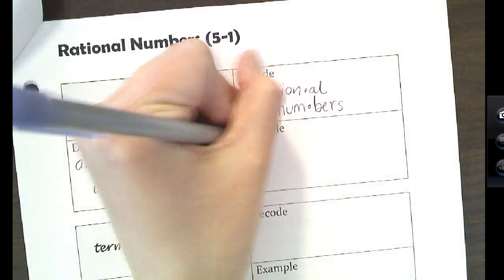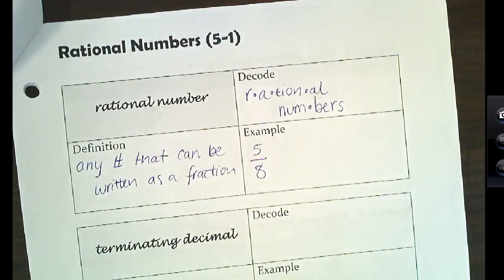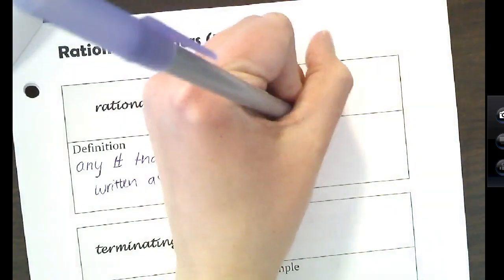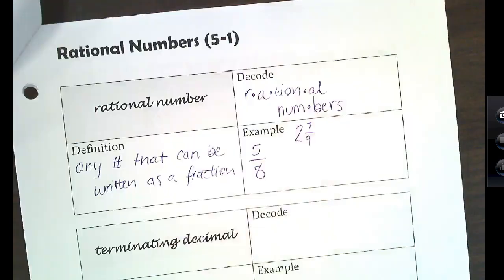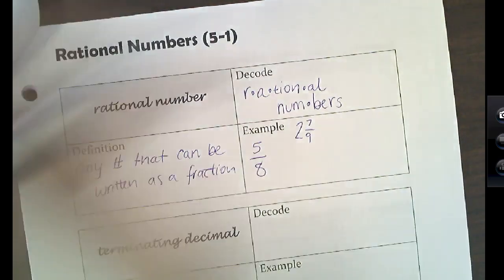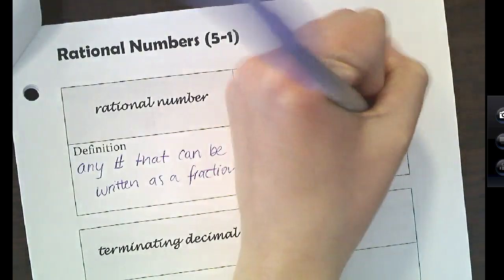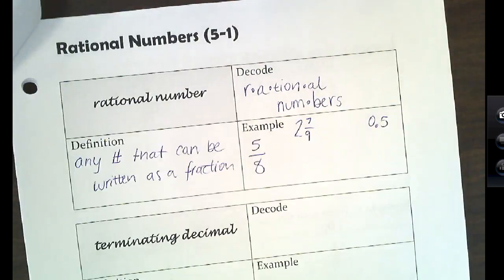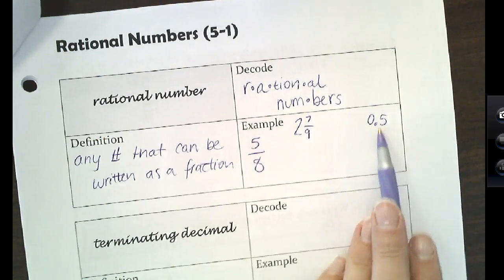So a simple example would be 5/8. That's already a fraction. That's a rational number. It could be 2 and 7/9. That's written as a fraction. That's a rational number. Who thinks they could raise their hand and tell me why this decimal is also a rational number?